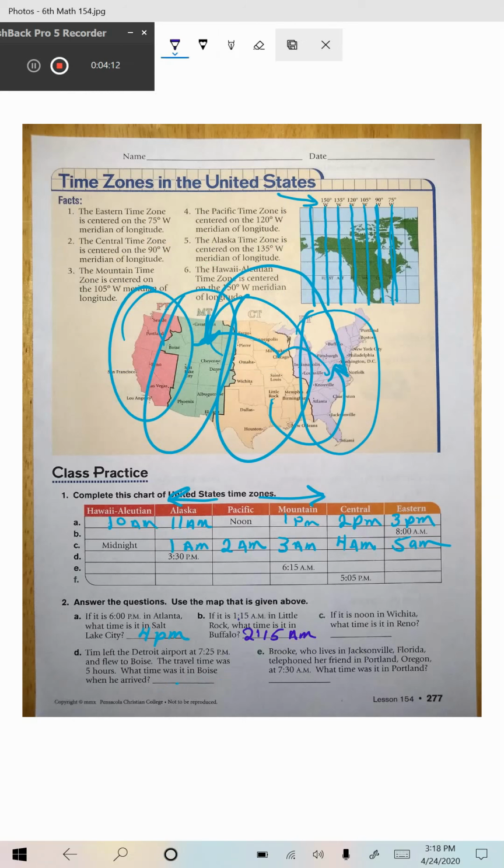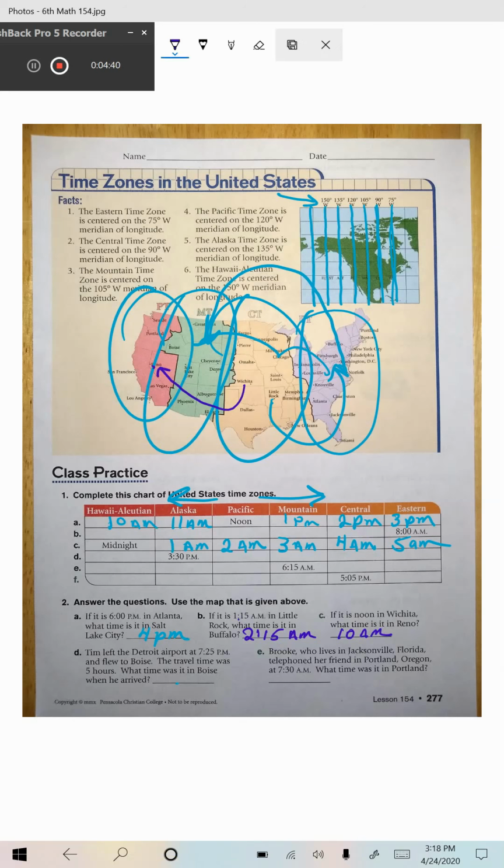If it's noon in Wichita, Kansas, what time is it in Reno, Nevada? So I believe Reno is all the way over here in the Pacific. Wichita, I believe, is right here in the middle. It's where I was born in Kansas, so not Wichita. I was born in. So that's 2 time zones away. It's noon in Wichita. I think 10 a.m. would be 2 hours early.